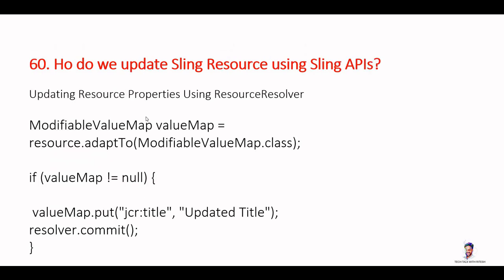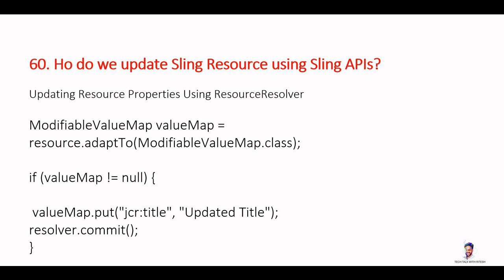Okay, how do we update Sling resource using Sling APIs? Updating resource properties using resource resolver. We have something called modifiable value map. First we fetch the resource. For example, we have the resource resolver, first we created the resource resolver. Then with the help of resource resolver, we convert it to a resource by calling resolve and passing the path. We just saw that. Now we have the resource.